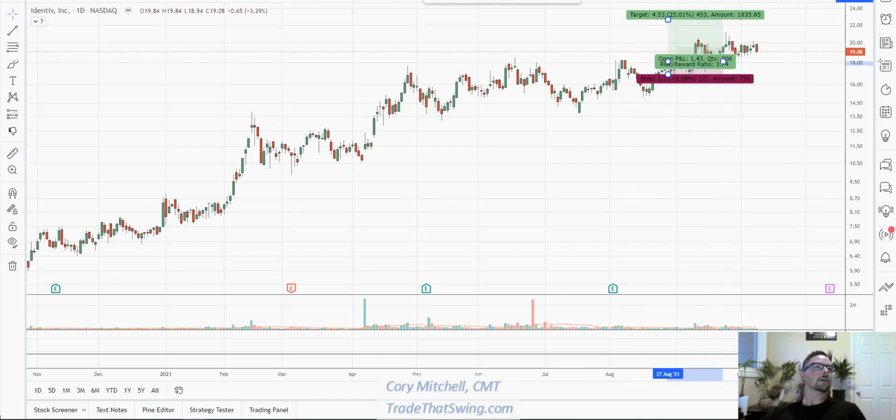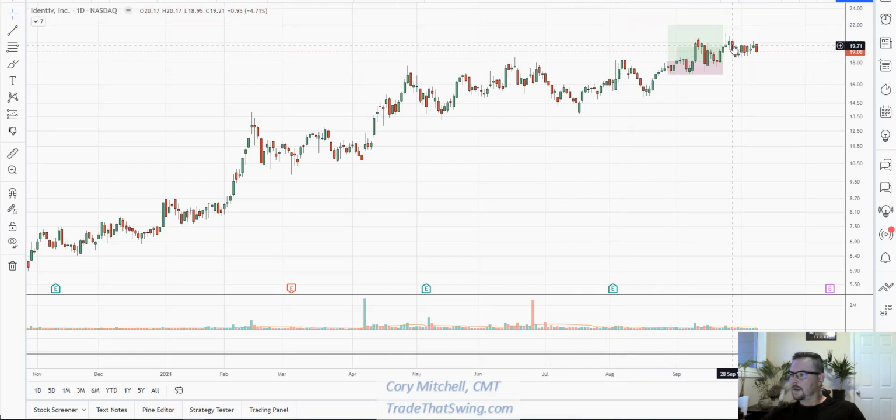I think I had my target right around just under 22. Yeah, so right around there. So it's come close, but it's chopping sideways. It hasn't stopped out.